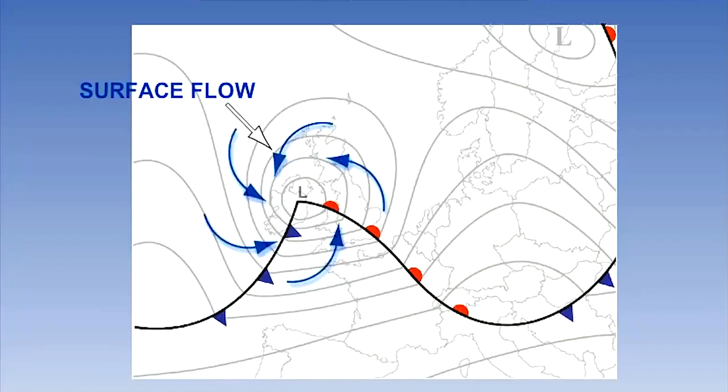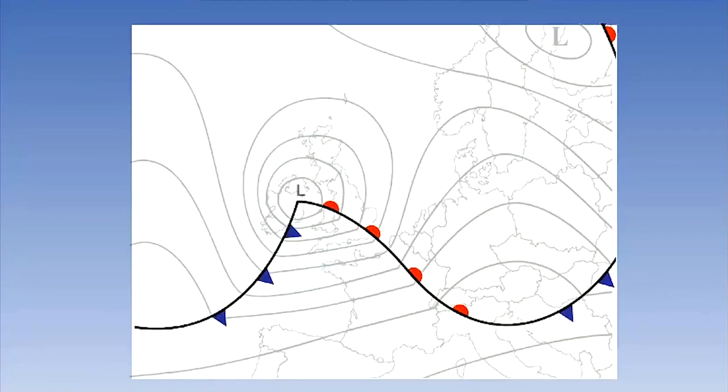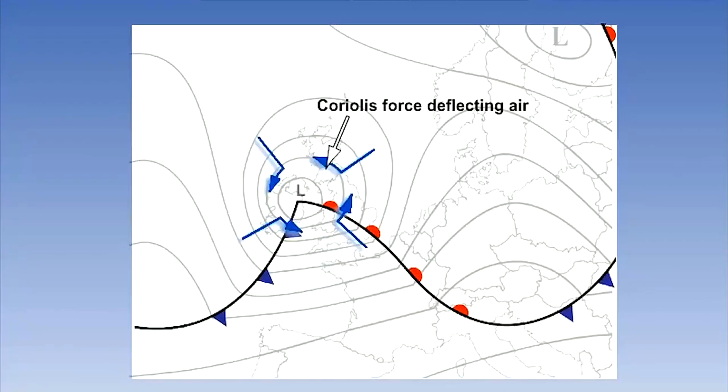This is similar to the small-scale depression. However, what is different is that the surface flow doesn't quite get to the center of the low directly. It appears to have a rotational flow around the center as well, exactly like that of the tropical revolving storm. The reason that there is rotational flow around the low pressure is due to the Earth spinning.